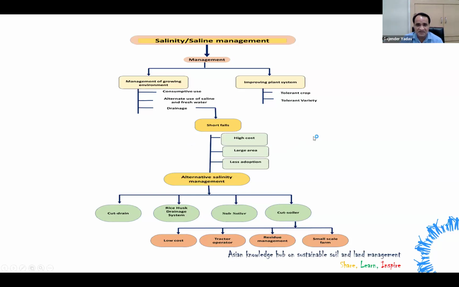This technology needs heavy machinery and high cost. The subsurface drainage technique can be applied on a larger area. It needs a community approach because the holdings of farmers in India are quite small. So we need hundreds of hectares of area for implementation of large-scale subsurface drainage pilot projects. That's why its adoption is less.